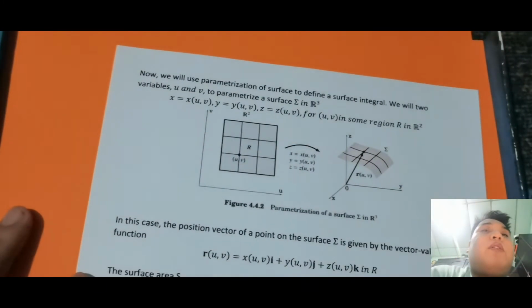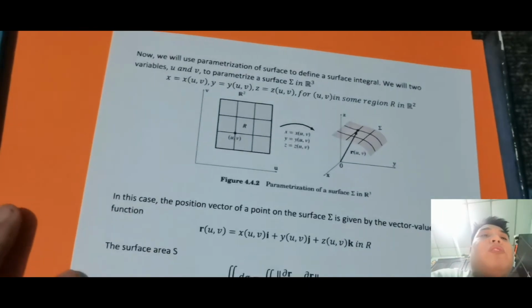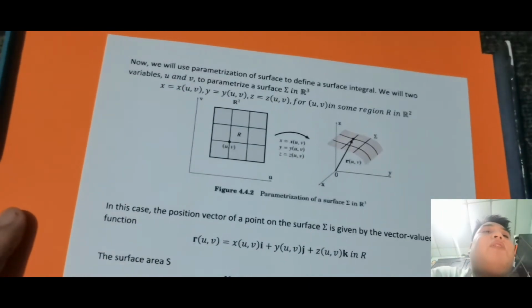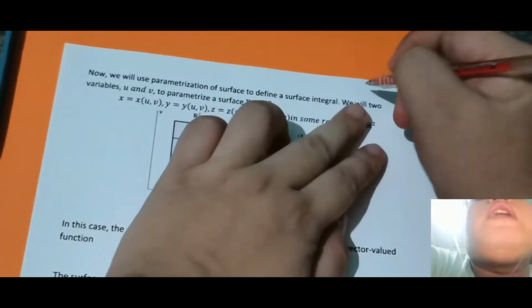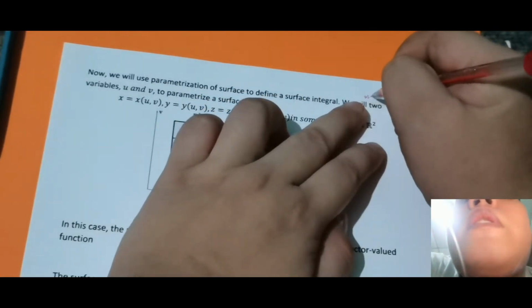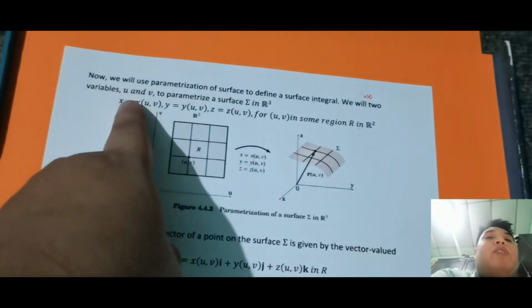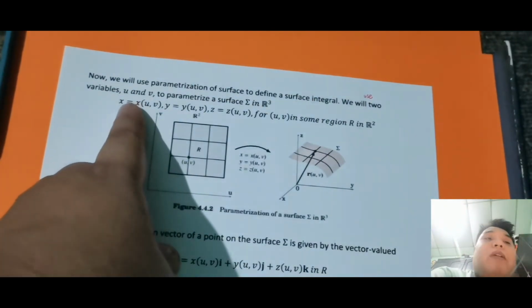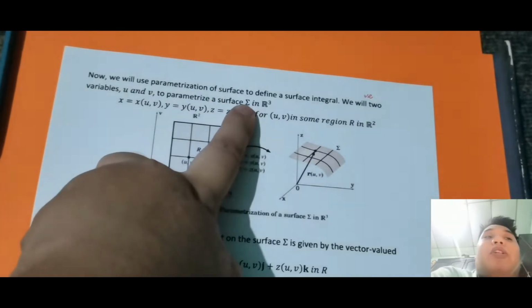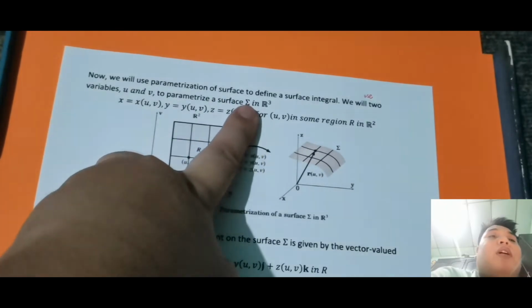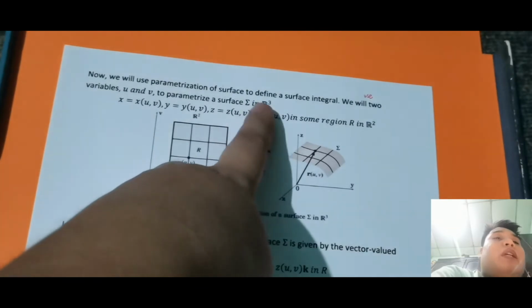Okay, dito, di ko na nasulat. So now, we will use parameterization of the surface to define a surface integral. We will use two variables u and v. Mamaya ko explain bakit. To parameterize a surface sigma in R3. Yun yung summation, no? Base yun is sigma, a Greek letter sigma in R3.